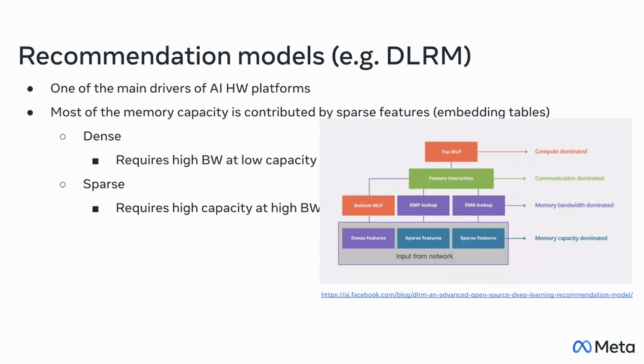A few points regarding these recommendation models, which, as I mentioned, are really memory bound and are pushing the envelope as far as memory capacity and memory bandwidth per system goes. They are one of the main drivers of the AI hardware platforms. A couple of points I want to point out regarding these models: one, there is a clear distinction between the portion of the model that is compute intensive, which we call the dense part of the models, and the portion that is memory bound and stresses the memory, which we call the sparse part of the model.